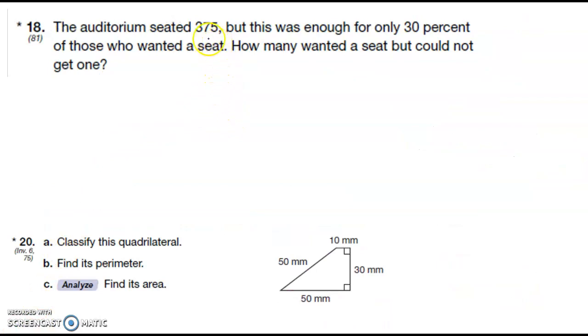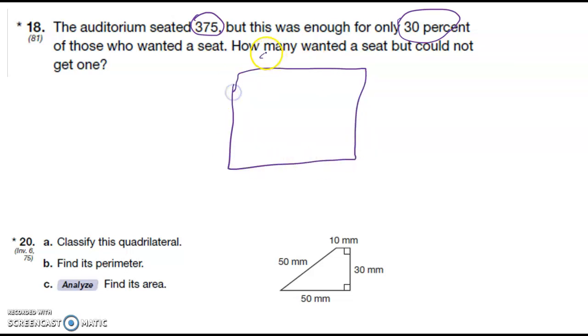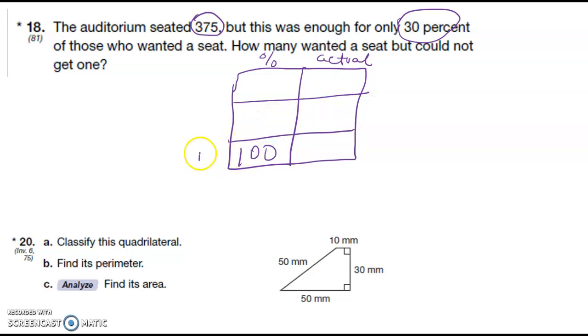Okay, the auditorium seated 375. This was only enough for 30% of those who wanted a seat. How many wanted a seat but couldn't get it? So let's go ahead and do a ratio box here. Percent, actual, 100% total. So it seated 375.